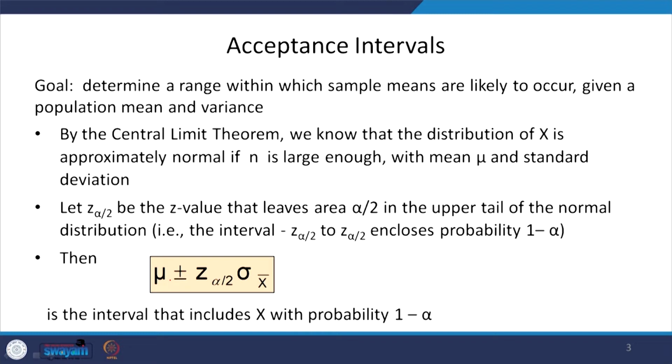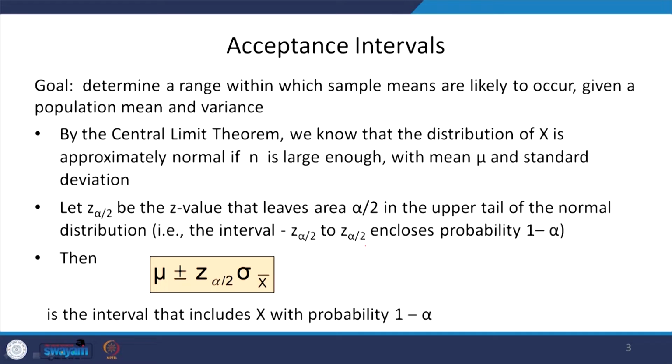lower limit and upper limit. By the central limit theorem, we know that the distribution of x bar is approximately normal if n is large enough, with a mean mu and standard deviation sigma x bar. Let z alpha by 2 be the z value that leaves area alpha by 2 in the upper tail of the normal distribution, so the interval minus z alpha by 2 to plus z alpha by 2 encloses probability 1 minus alpha. So we can find the upper limit: the upper limit is mu plus z alpha by 2 sigma x bar. The lower limit is mu minus z alpha by 2 sigma x bar.